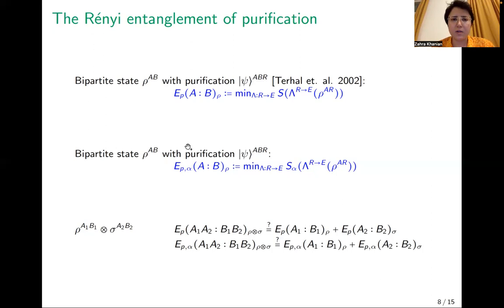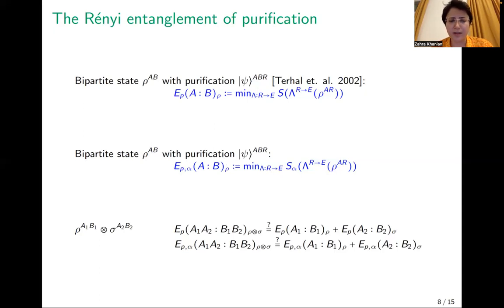In order to obtain the strong converse bound, I have generalized this notion to the Rényi entanglement of purification. Suppose that we have still the same bipartite state and consider its purification. We have exactly the same minimization, but there is one difference: instead of minimizing the von Neumann entropy, the Rényi entropy is minimized here.